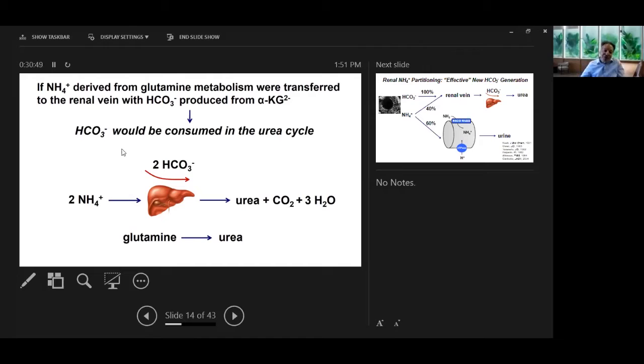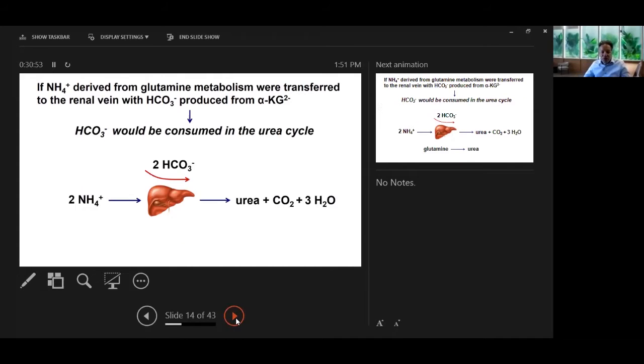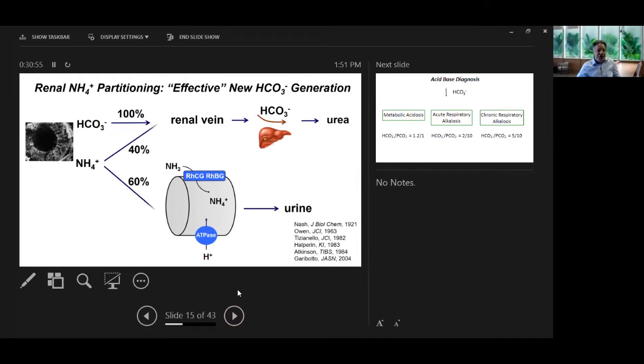So what happens is, next slide, it turns out that the kidney does not send the ammonia into the renal vein to be turned into urea.